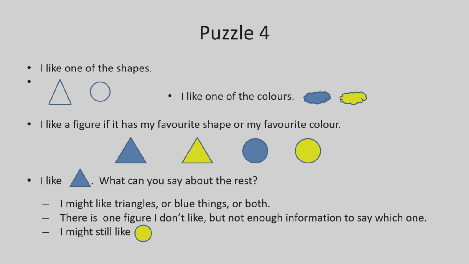A lot of people would say here, oh yeah, that means that you don't like the yellow circle because you like the blue triangle. But you see here, I may like the blue triangle for several reasons. I may just like triangles so much that I don't care that it's blue, although I would rather have the yellow one. Or I may like blue things so much that I don't mind it being a triangle, even though I would prefer a circle. Or indeed, it could be that I like blue things and I like triangles, so I'm really happy about having the blue triangle.